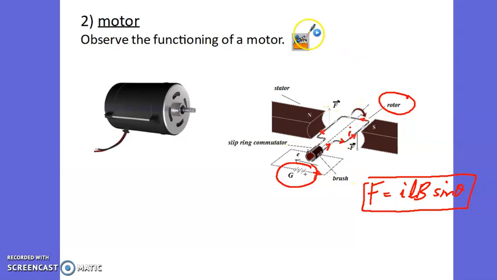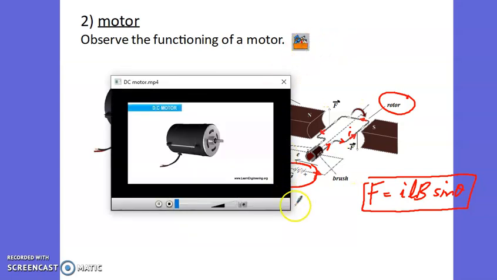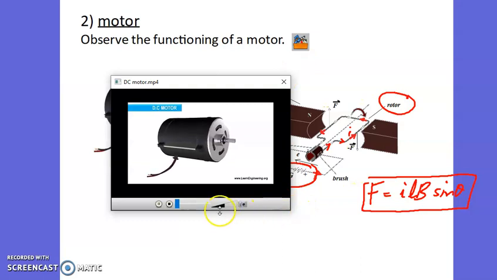So let's see through this video made by someone how the motor acts.